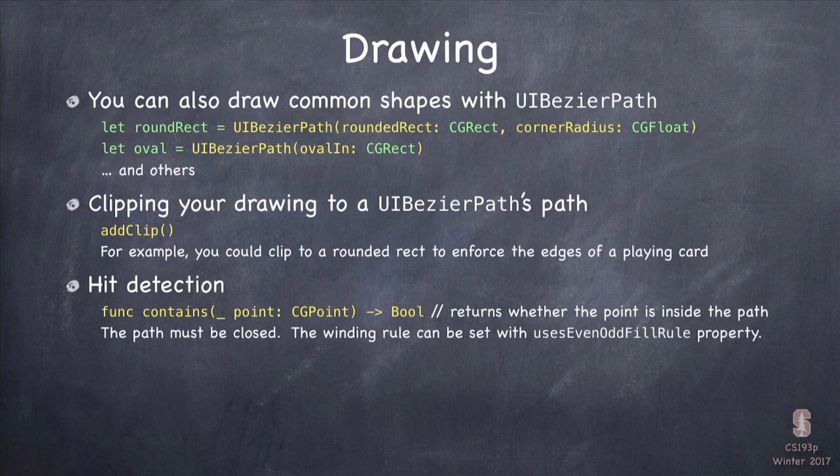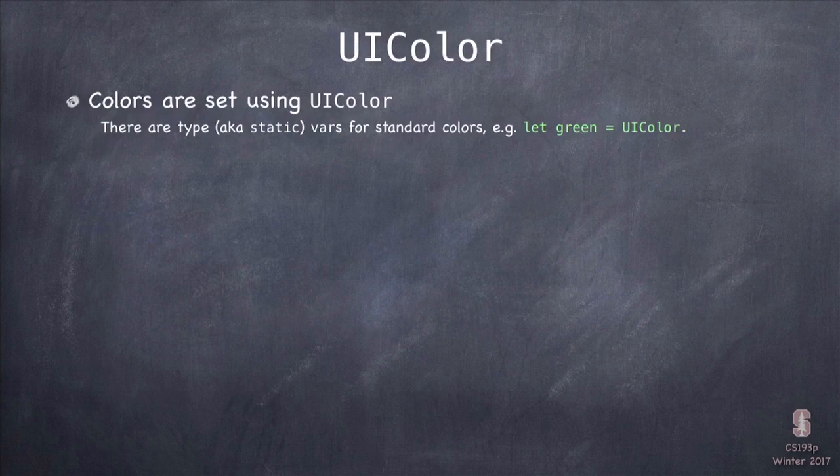inside the path. Okay, so that's good if you want to do some touch thing where people are touching on something and you want to do hit detection, basically what they're touching on. All right, and there's tons of other stuff in UIBezierPath. Don't have time to cover it. You should look it up.